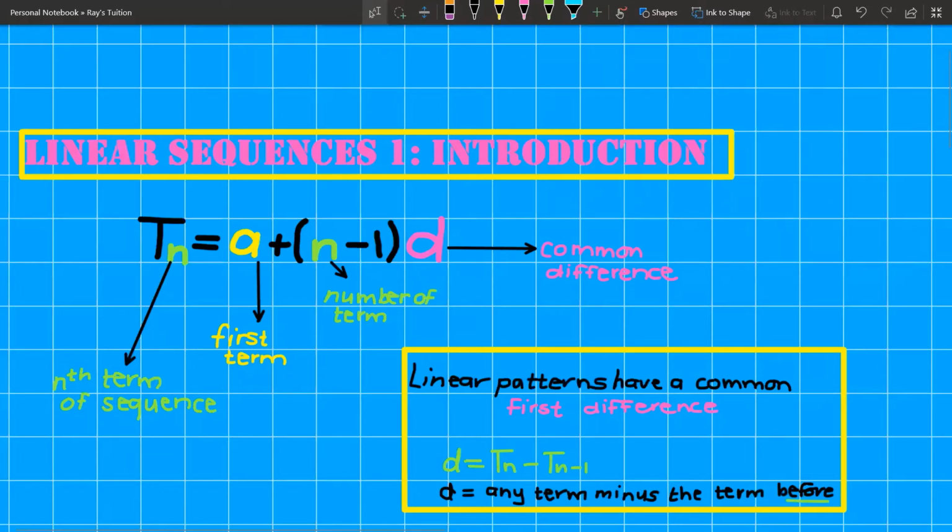Everybody, and welcome to this video on linear sequences. In this video, we will have a look at what is a linear pattern.